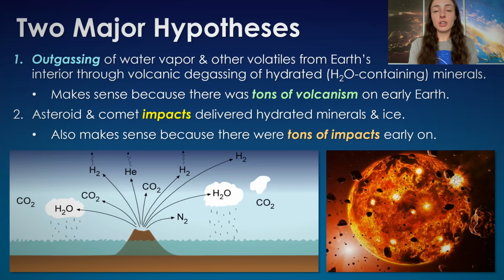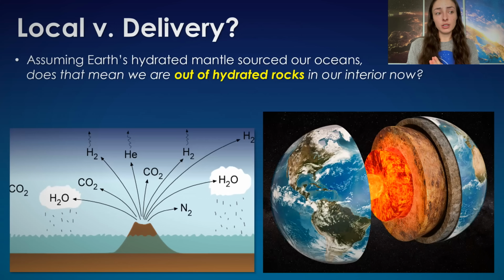There are many types of hydrated silicates, for example, so maybe these were the minerals that accreted to form Earth, and then once Earth had formed and all that volcanism was occurring, the water vapor was released upon outgassing. Assuming that Earth's hydrated mantle source, in other words, the hydrated minerals within the mantle, sourced our oceans through outgassing and then condensation, one might wonder, does that mean that we're out of hydrated minerals in the mantle today?